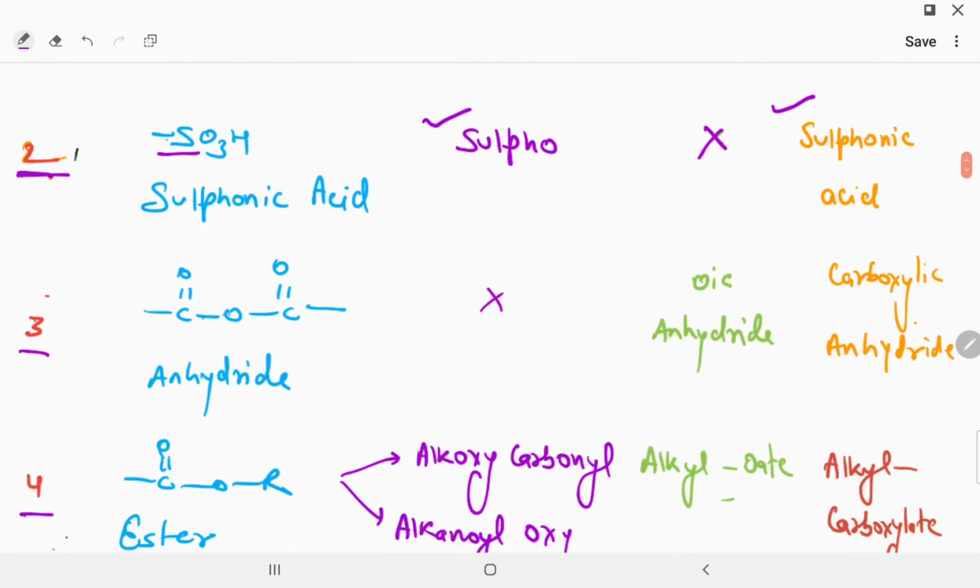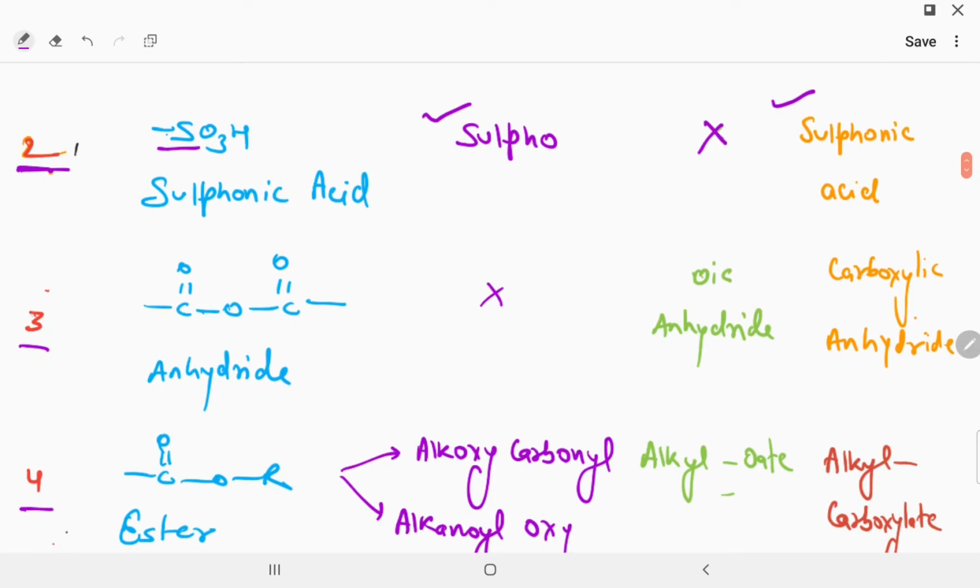Now the third priority is anhydride. Anhydride is a very important part. Its structure is COOCO, with a double bond O. No prefix is used. The suffix is again of two types: carbon included and carbon not included. If carbon is included, we say oic anhydride. If not included, it is called carboxylic anhydride.